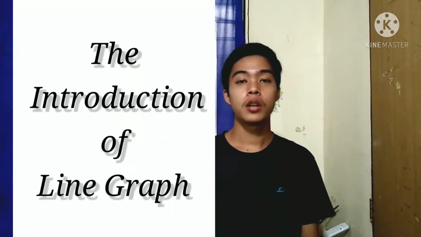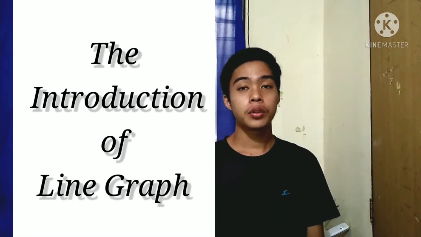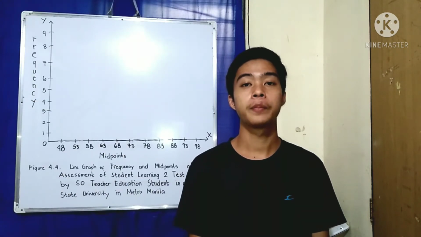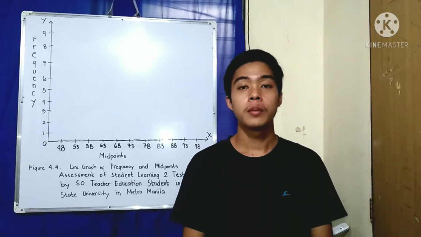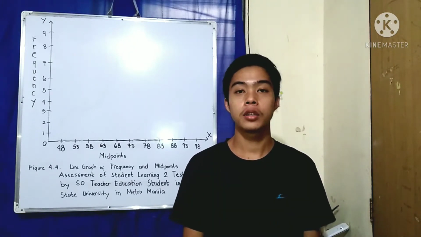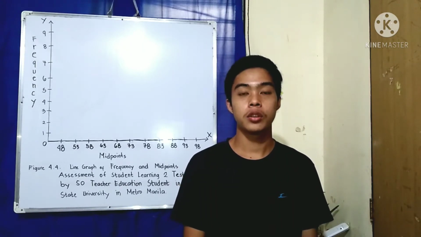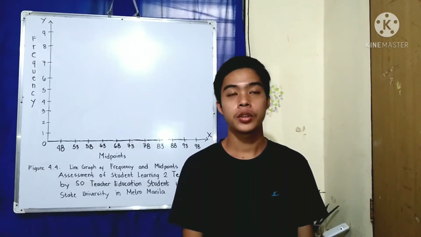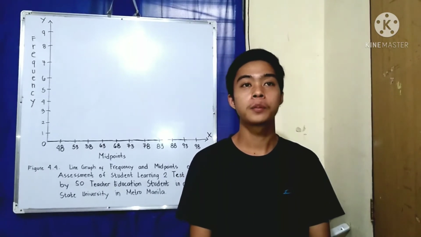My report is all about the introduction of line graphs and how we create our line graph in presenting the data. In the report of Mr. Lukay, there are 4 kinds of graphic representation: the bar graph, the line graph, the pictograph, and the circle graph. But today we will focus on the line graph.